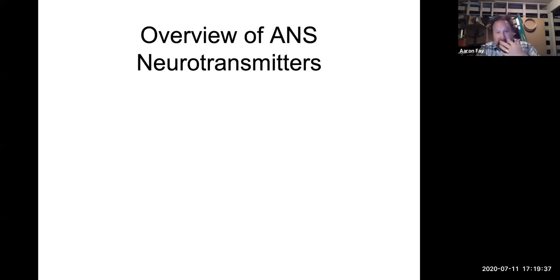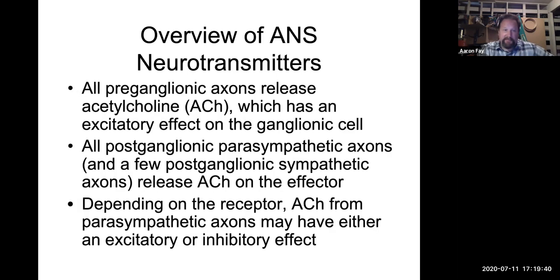Let's talk a little bit about neurotransmitters and the ANS, because it's a little bit more complicated than what we've seen before. All preganglionic axons release acetylcholine, which has an excitatory effect on the ganglion cell. So we have our preganglionic axon, it's going to be releasing acetylcholine. That acetylcholine will excite the ganglionic cell. All postganglionic parasympathetic axons release acetylcholine on their effector. So this is the second neuron. If you're the second neuron in the parasympathetic division, you're going to be releasing acetylcholine, and it will usually excite that effector, smooth muscle, gland, whatever.